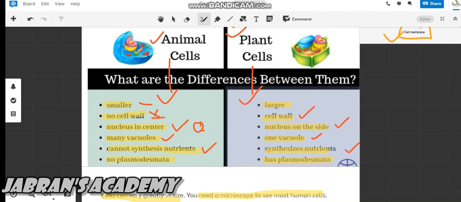Now there is another thing that is different, that is plasmodesmata. It is not present in the animal cell, but plasmodesmata are present in the plant cells. So here are the differences between the plant cells and the animal cells.